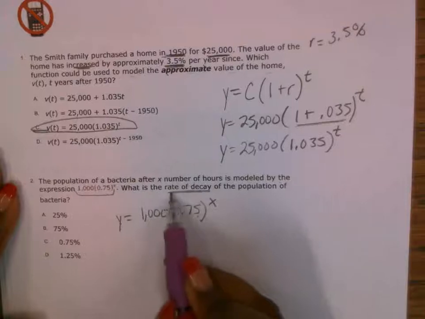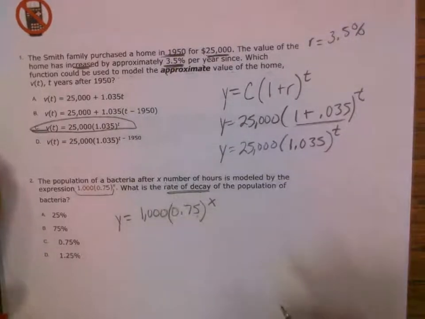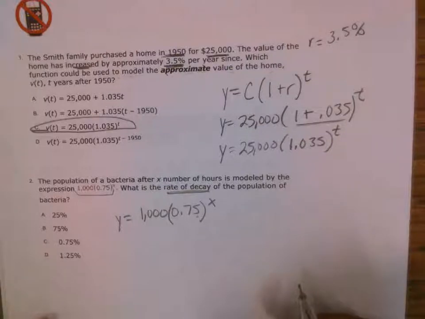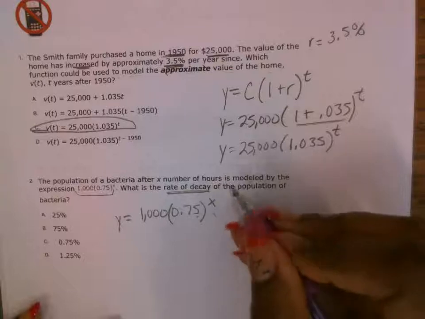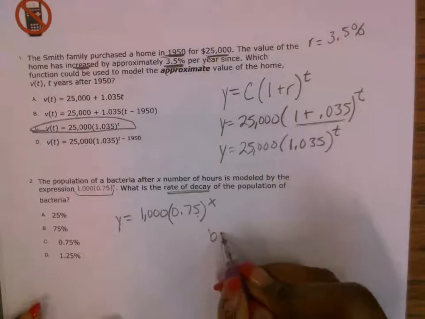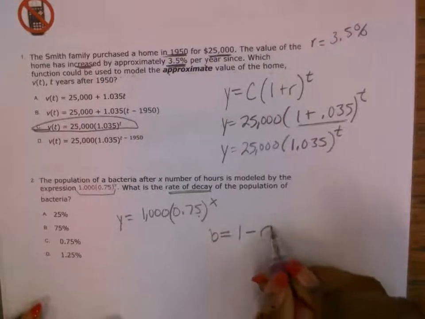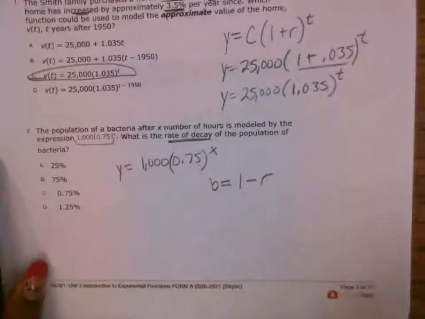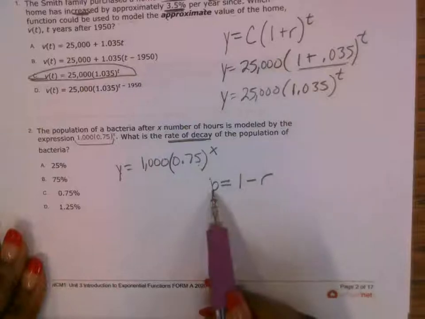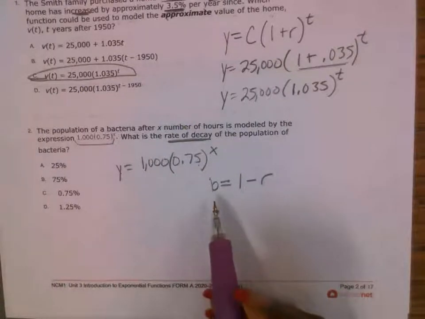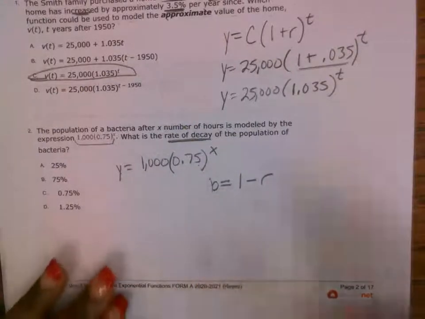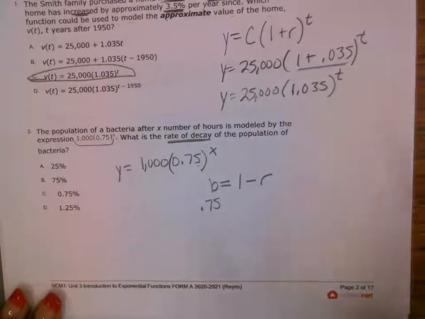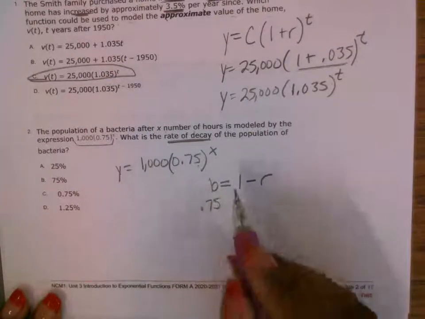What is the rate of decay? We're finding the percent that it decreased by. To find the percent that it decreased by, you use b is equal to 1 minus r. This is how you find the percent that it decreases by. What am I going to put in the place of b? What's b in this problem? We're going to put 0.75 in the place of b.